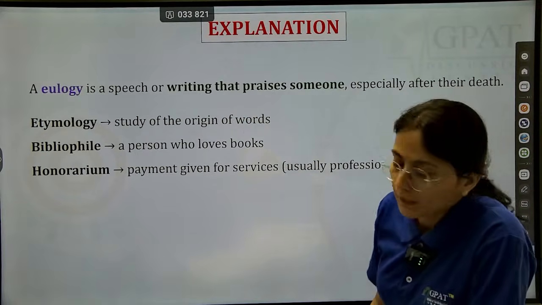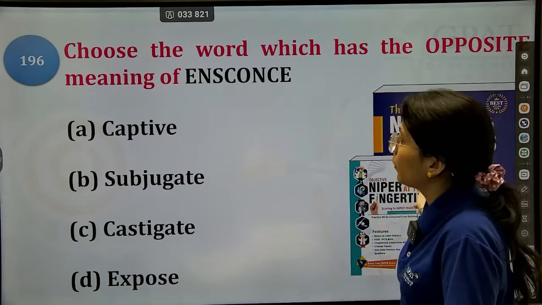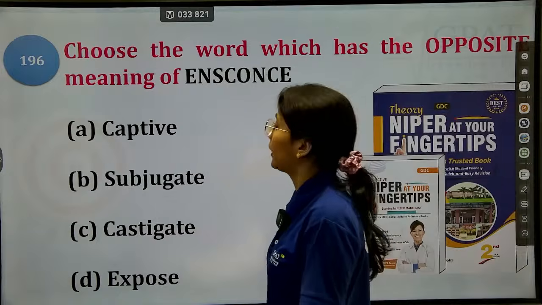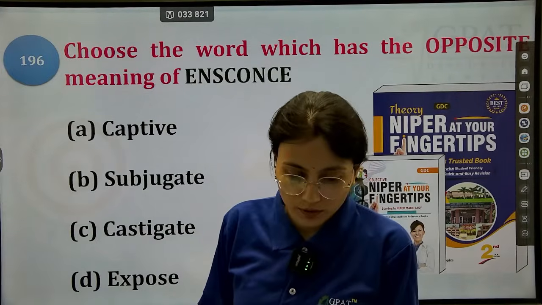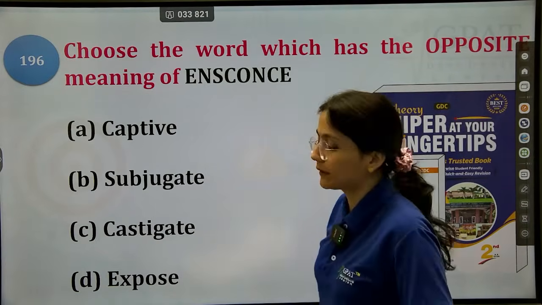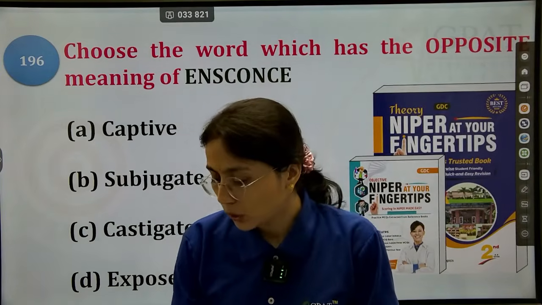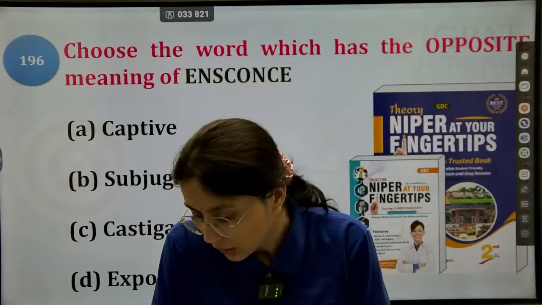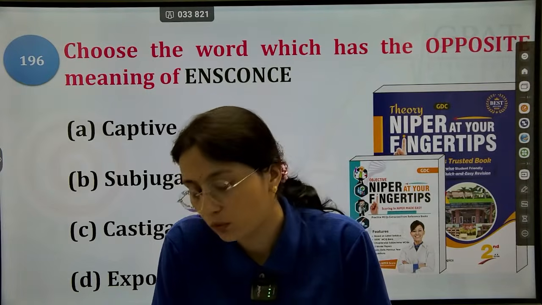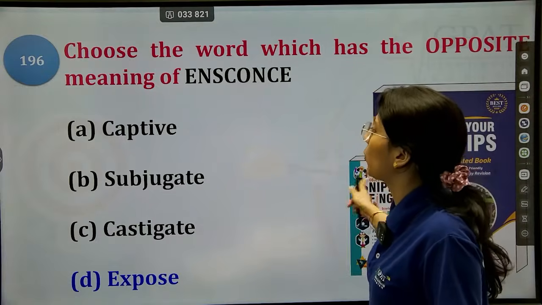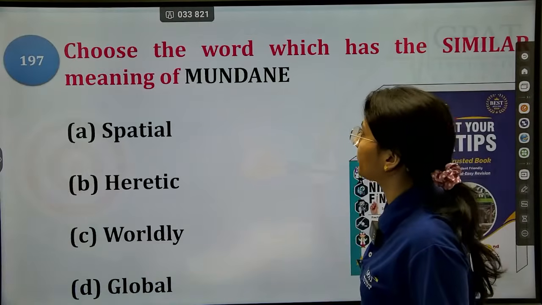Now the next is, choose the word which has the opposite meaning of ensconce. Ensconce means to establish or settle someone or something in a safe, snug, or highly comfortable place or position. So the answer is expose.